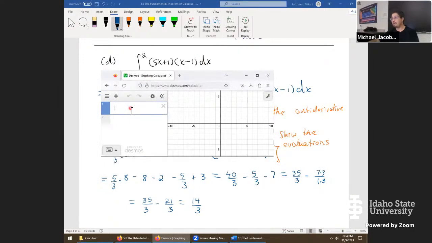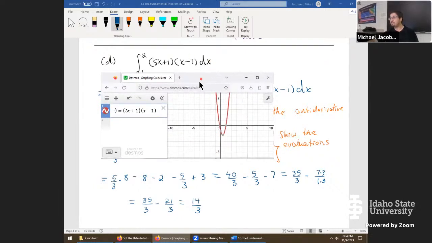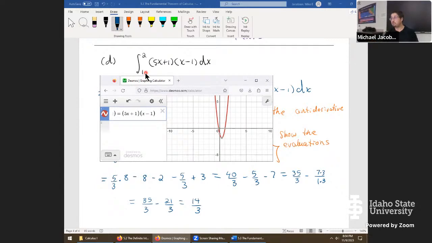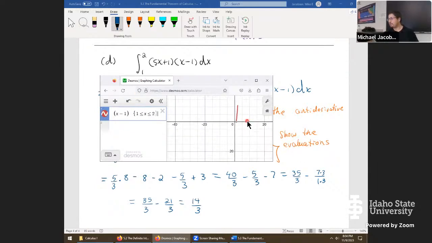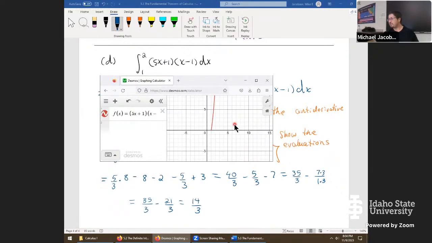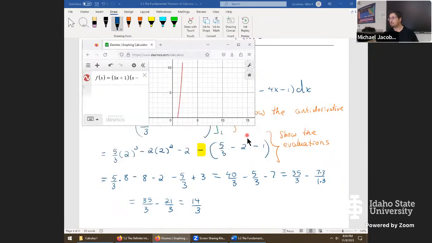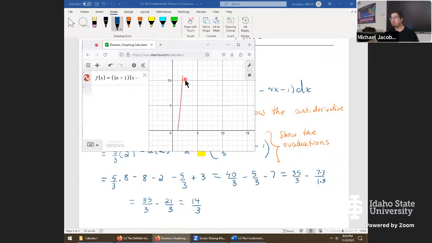Let's put in that original integrand inside the graphing calculator. It's 5x plus 1, x minus 1. It also needs a domain. It's going from 1 to 2. So our curly brace, 1 less than x less than 2, puts in the right domain. Let's take a look at that. That's our function. It's not the world's most amazing function, but there's definitely positive area under here.